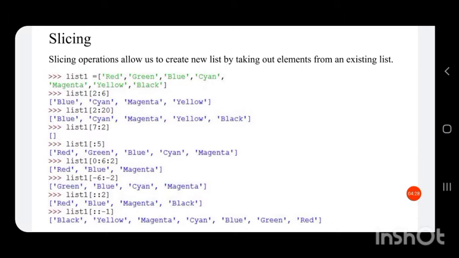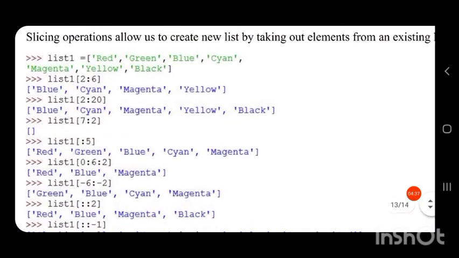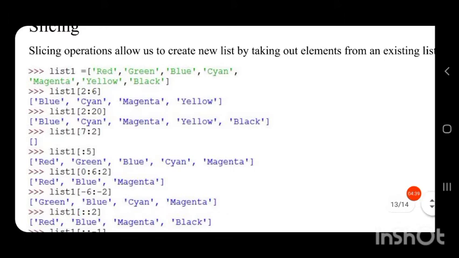Start, stop and step. So, the first value in the slice operator is the start position, the second one is the stop position and the third one is the step. Start, stop and step.